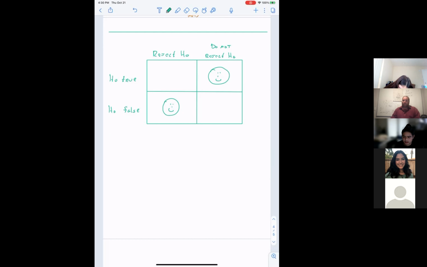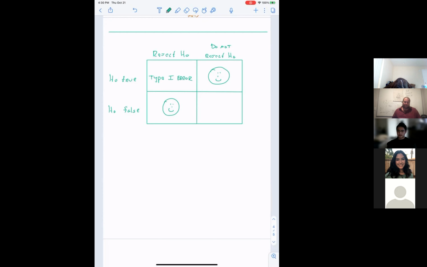What about rejecting the null hypothesis when it's true? Is that a good move? No, that's a horrible move. We call it a type 1 error. A type 1 error is the probability of rejecting the null hypothesis when it is true. You can also not reject the null hypothesis when it's false. That's also an error, but we're not going to call it a type 1 error.